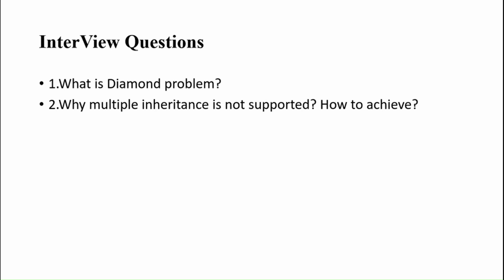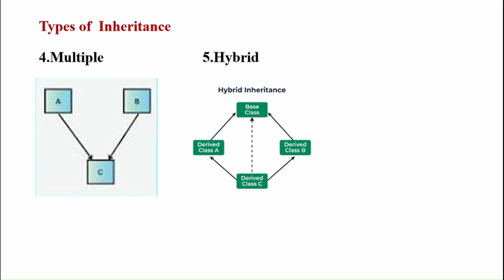So what is the diamond problem? Basically, the diamond problem is a major problem in the Java programming language. In Java, multiple inheritance is not supported, due to which the diamond problem generally arises. This figure is representing the diamond problem. Basically, there is a base class and derived class A as well as derived class B. Both are accessing the properties of the base class. It is known as hierarchical inheritance.